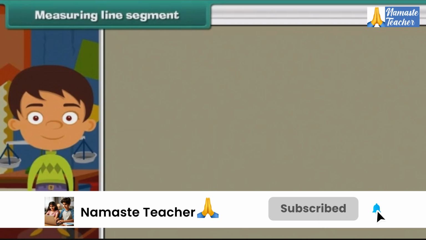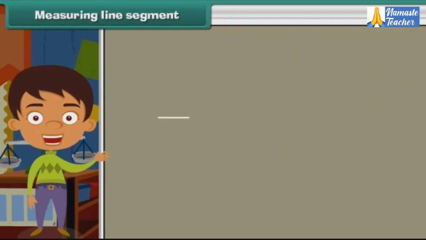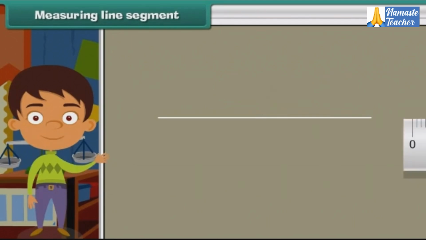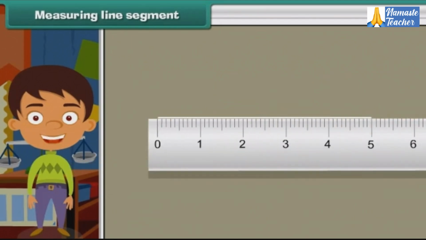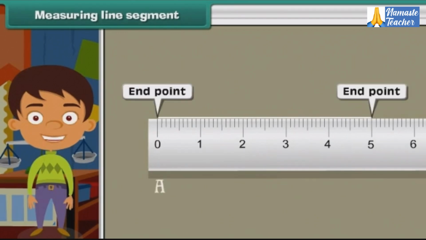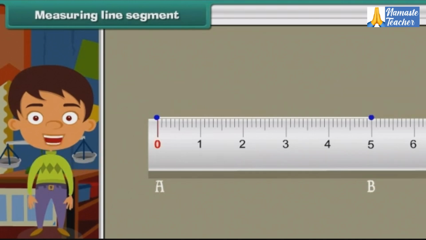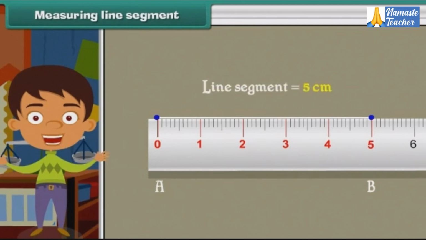Measuring line segment. It's time that we learn to measure a line segment. To measure the line segment AB, we use a centimeter scale. Put one end of the scale, starting with 0, just below the point A. On going from point A to B, digits 0, 1, 2, 3, 4 and 5 are travelled. Therefore, the length of the line segment is 5 cm.